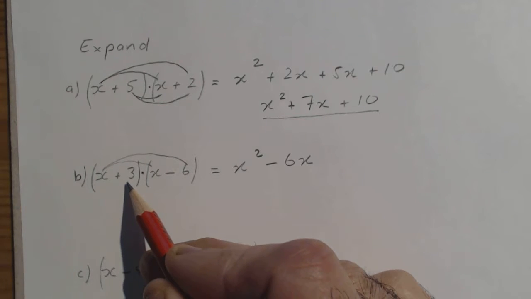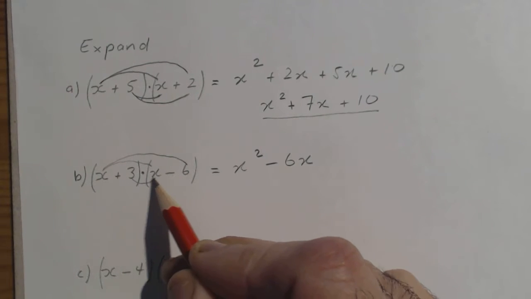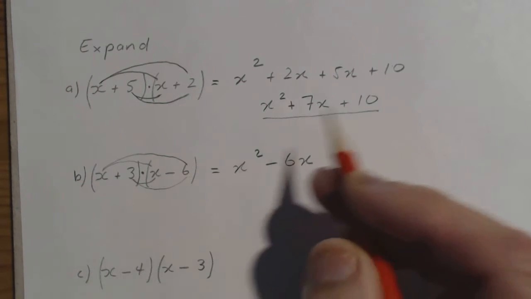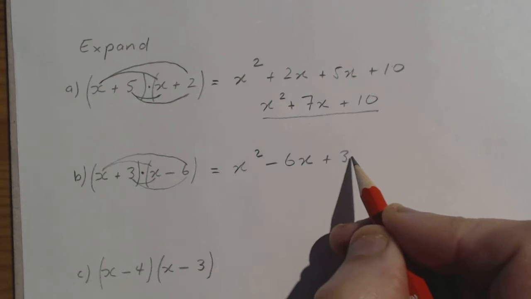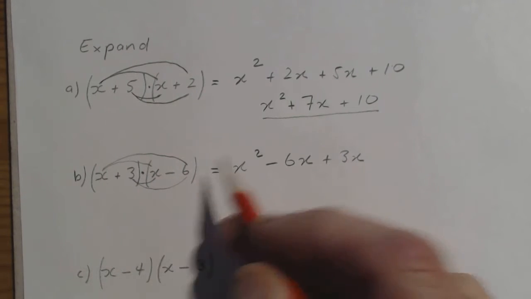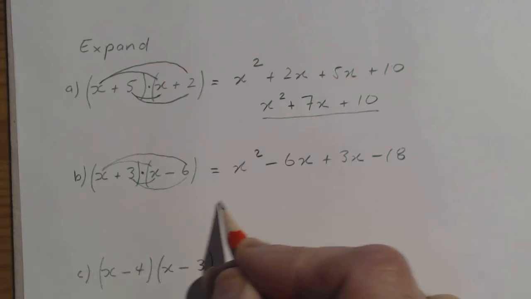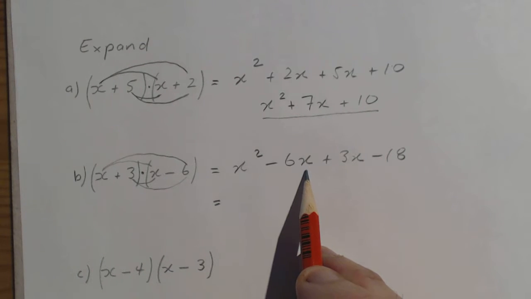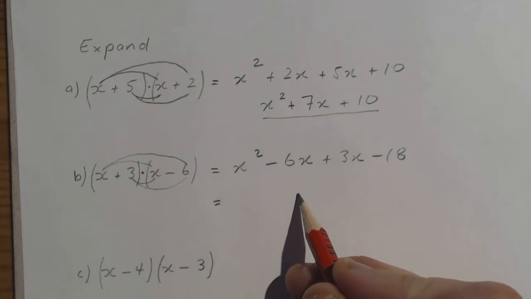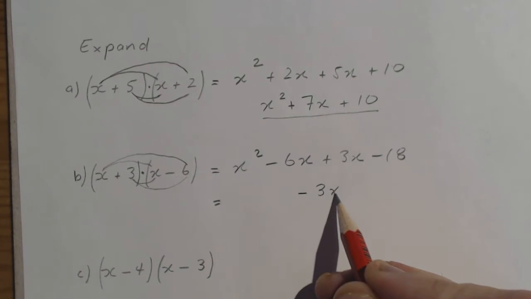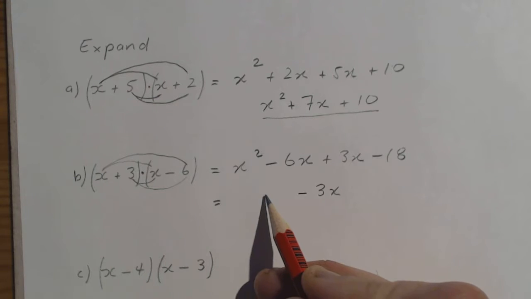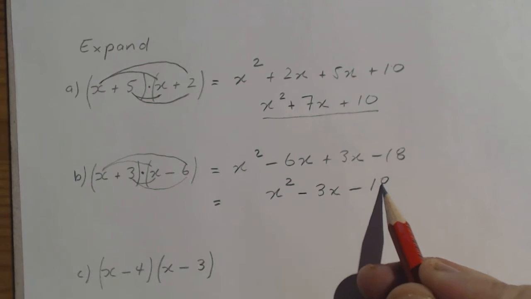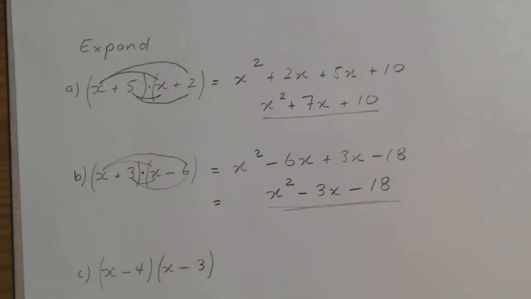Now we take the second term in the first bracket and multiply it by both terms in the second bracket. 3 times x gives plus 3x. And then 3 times minus 6 gives minus 18. Now we collect any like terms. We have negative 6x plus 3x gives negative 3x. We have the x squared term on its own there, and we have minus 18 on its own there. That's our final result.